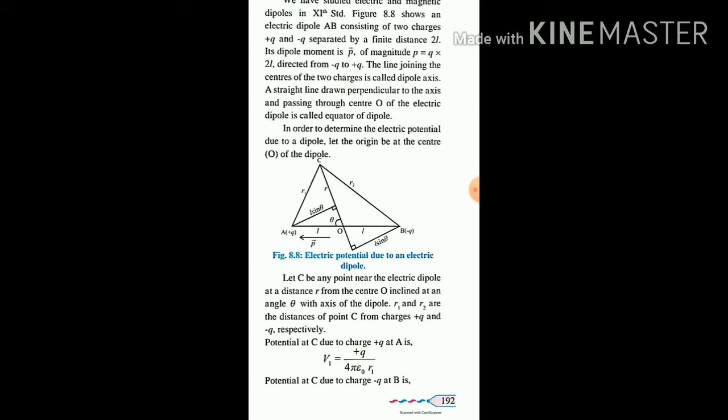Then the electric potential at point C due to the charge plus Q at point A is V1 equals plus Q upon 4 pi epsilon 0 into R1, and the electric potential at point C due to the charge minus Q at point B is V2 equals minus Q upon 4 pi epsilon 0 into R2.